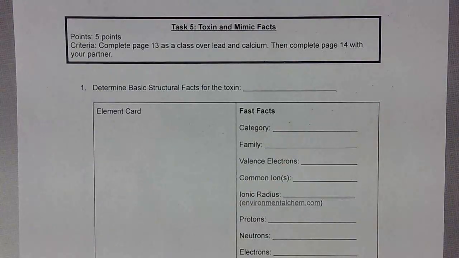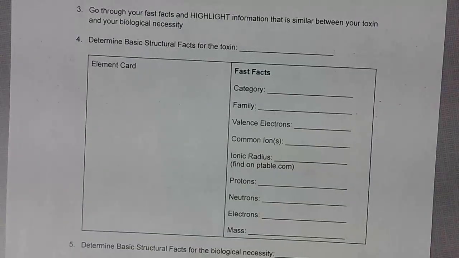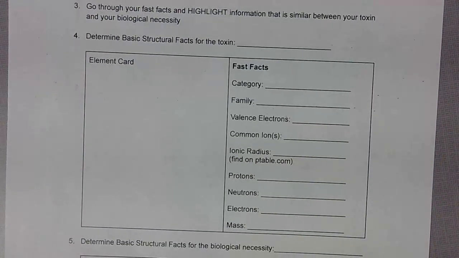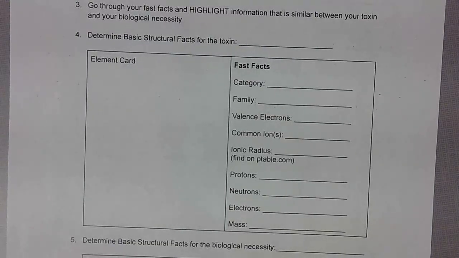So, what we are doing today is identifying what traits or properties make your element and your toxin and your biological essential look similar. So task 5, you'll notice it has two papers that look exactly the same. On the front, I'm going to walk through the task for lead and calcium, and then on the back, you'll do the exact same thing, looking up the exact same facts for your selected elemental pairs.